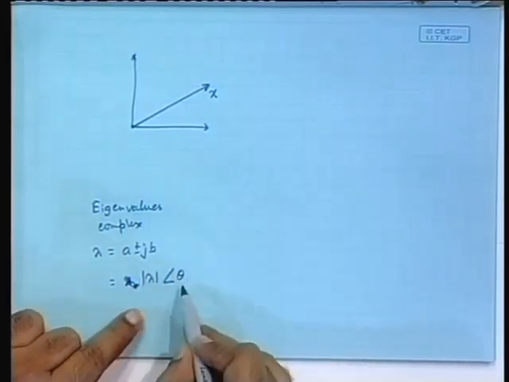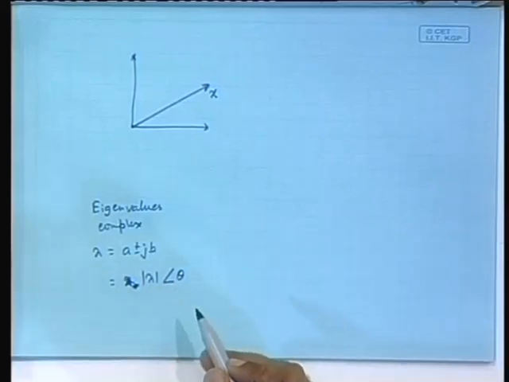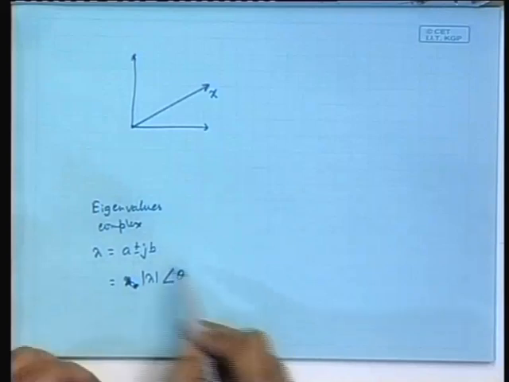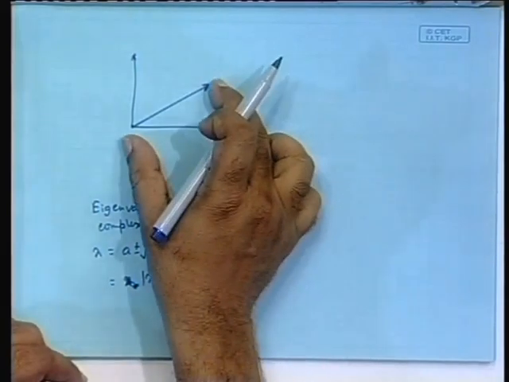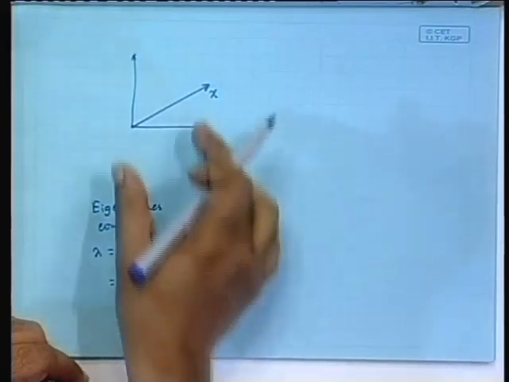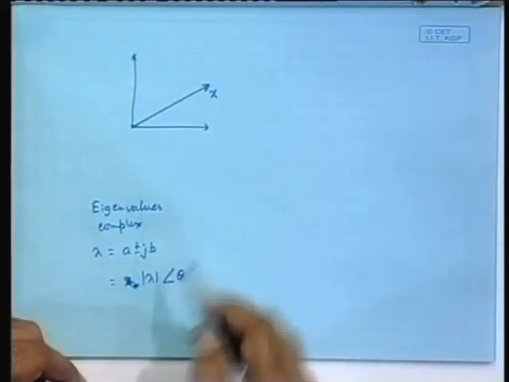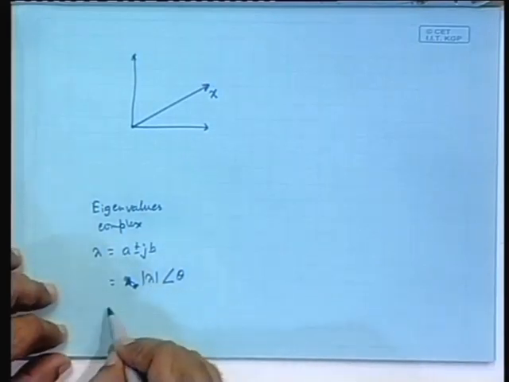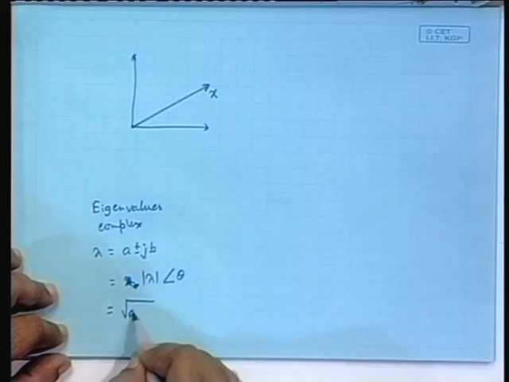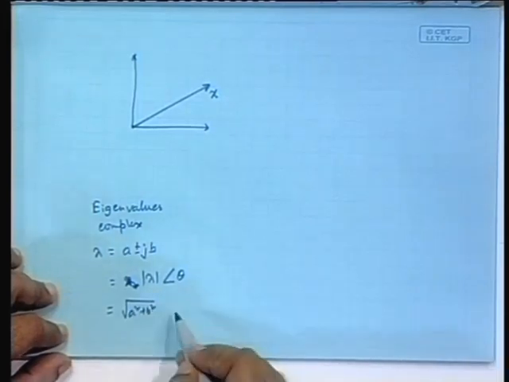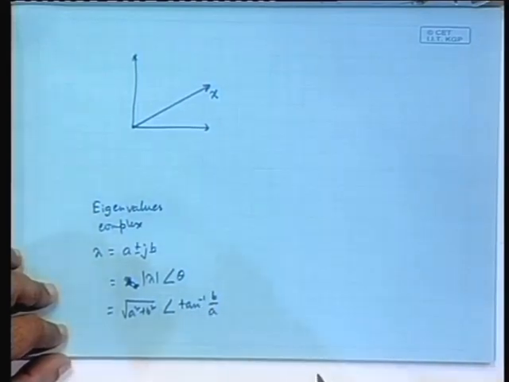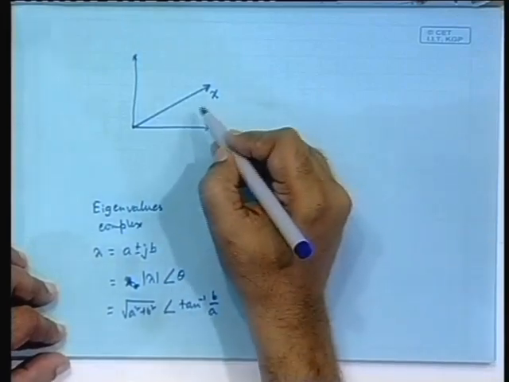So, the moment you write it like this, you recall your ideas you learnt in the first year electrical circuits course. You understand that as a result of the multiplication with this, this vector will be multiplied by the magnitude and it will rotate counterclockwise by the angle theta. Okay. So, what is this lambda? Lambda is root over a square plus b square, and the angle is tan inverse b by a. Okay. So, as a result of this, what will happen?